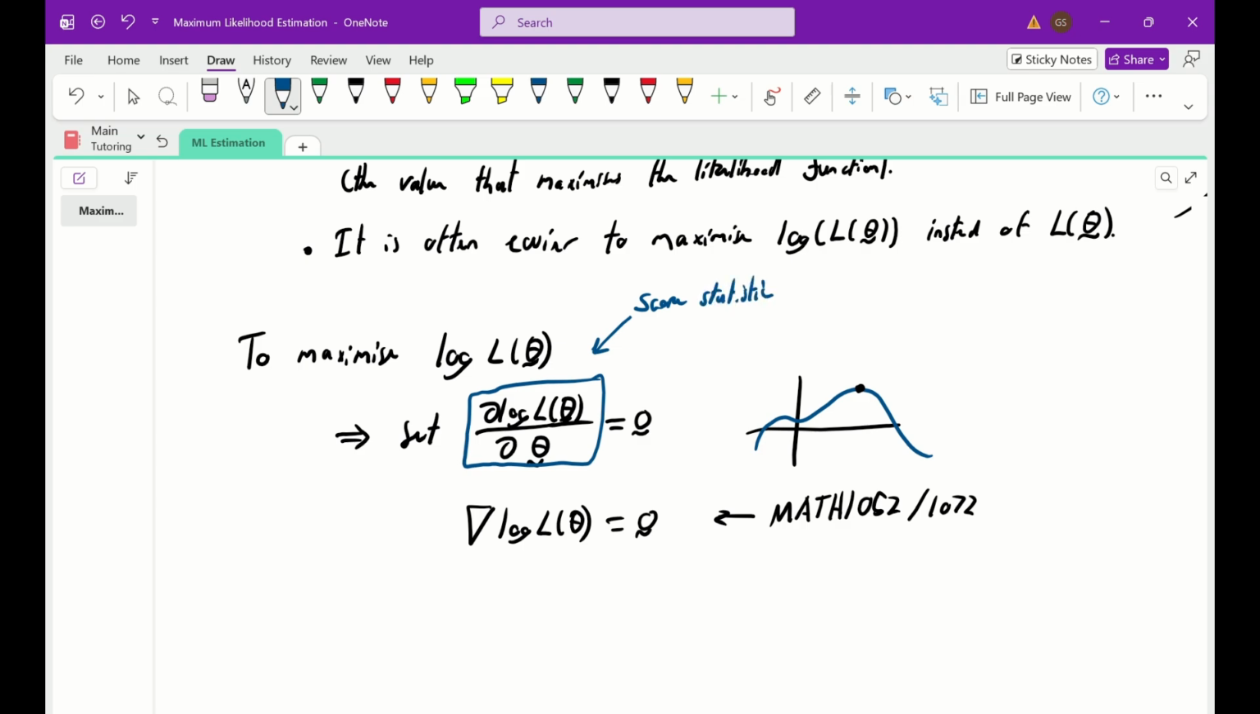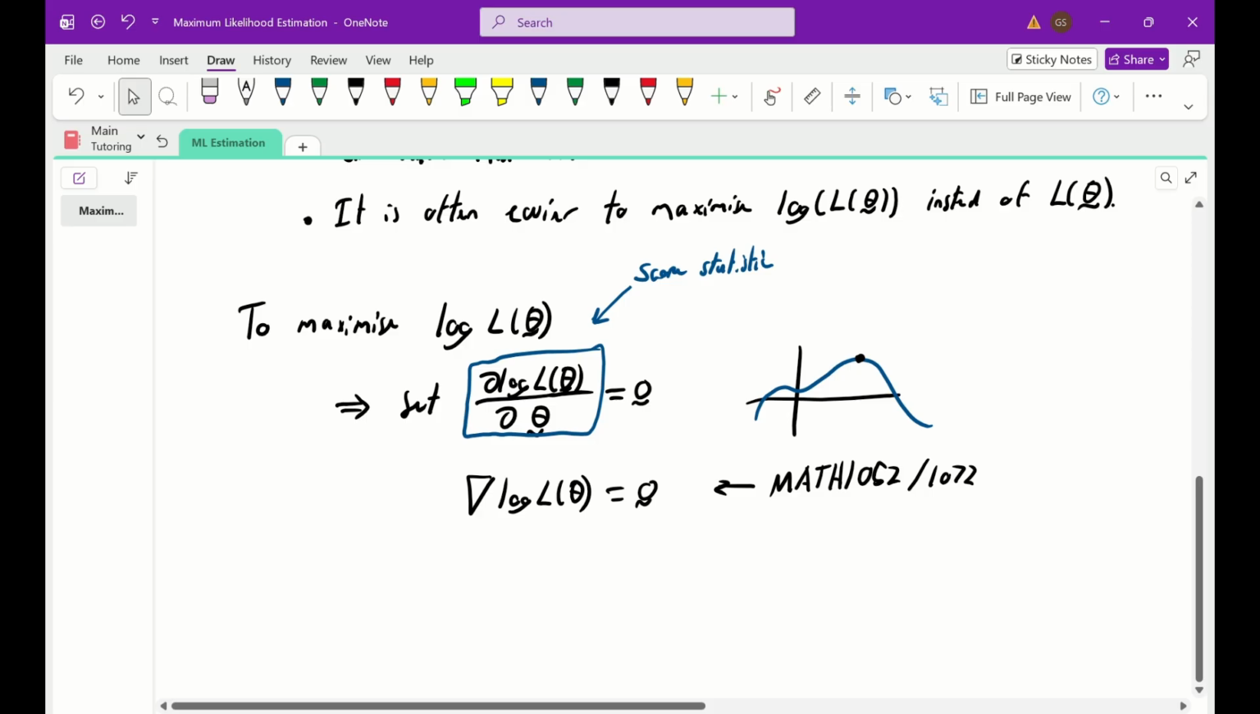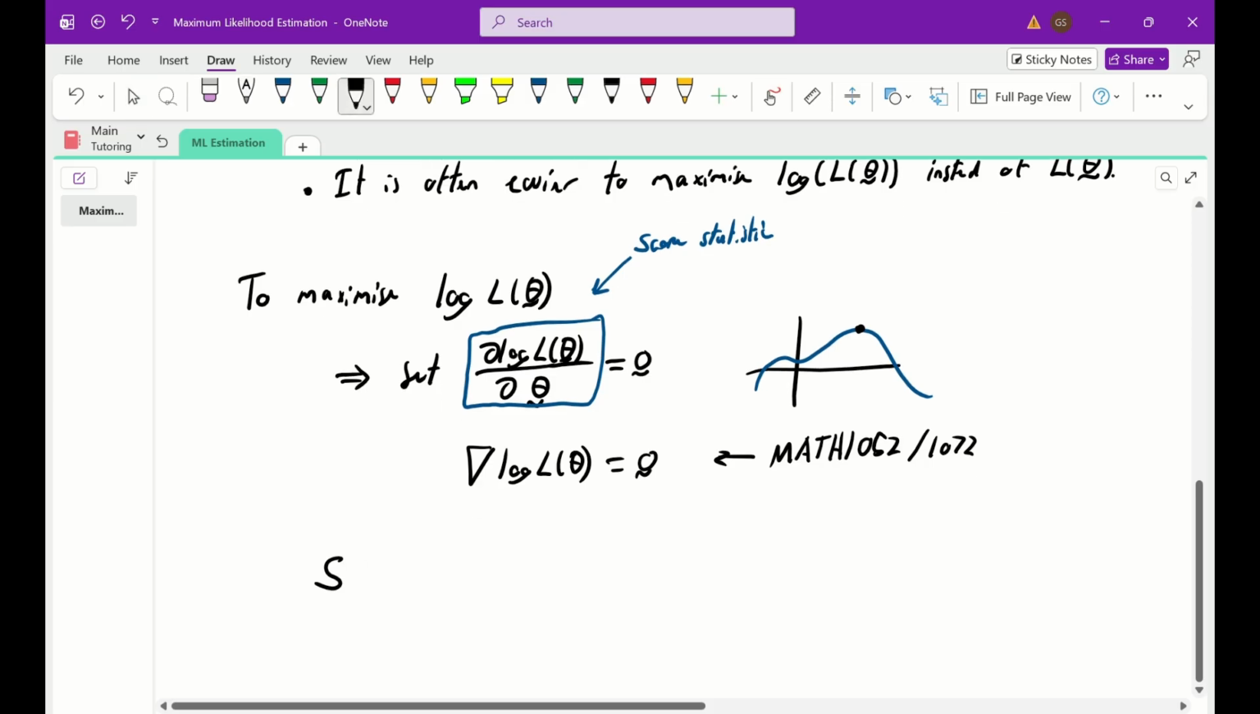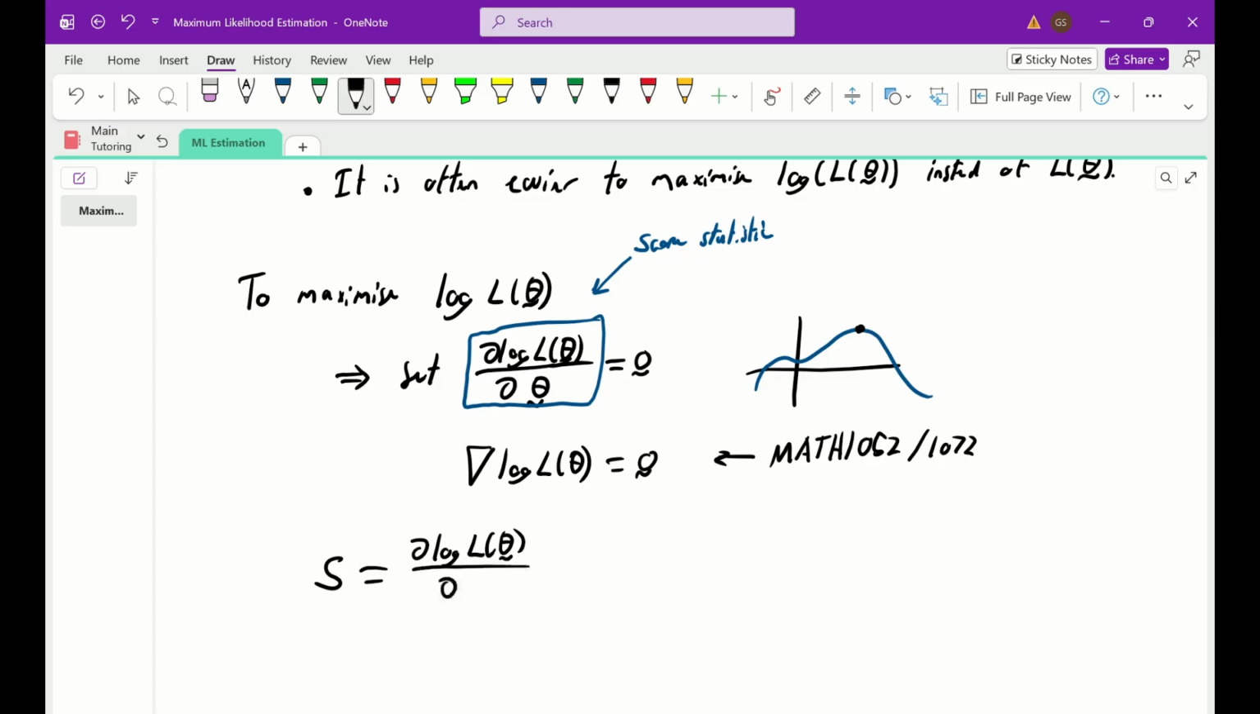So I'll just write it off to the side as well, because this is important to remember: this score statistic, S, is just equal to the derivative of the log likelihood with respect to the parameter theta. And when you set the score statistic equal to 0, so this whole equation here, that's called the likelihood equation. So we're solving for the maximum likelihood estimates. We're solving for the maximum. So that's called a likelihood equation.